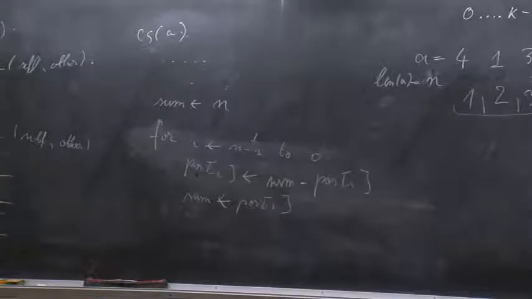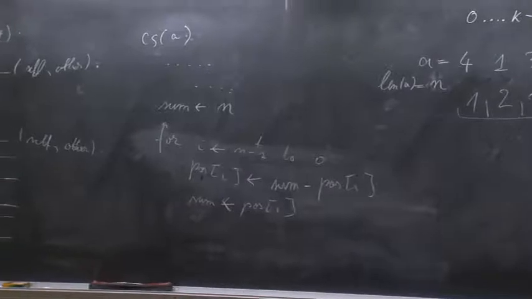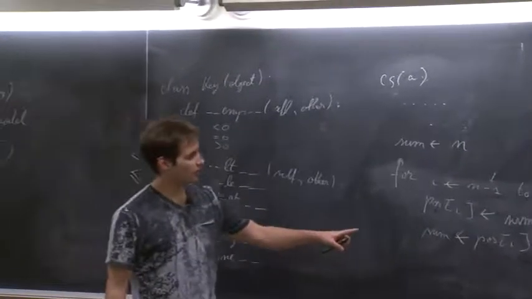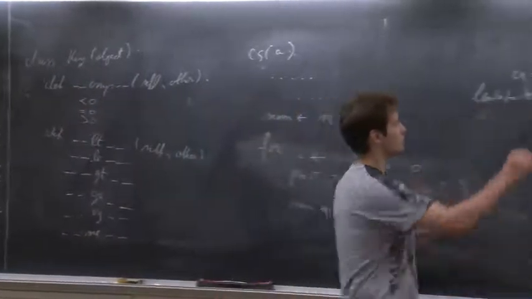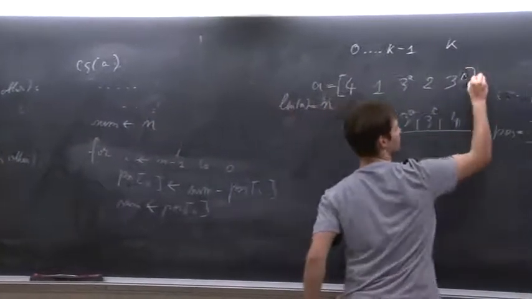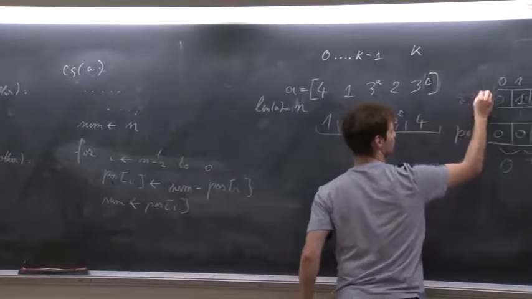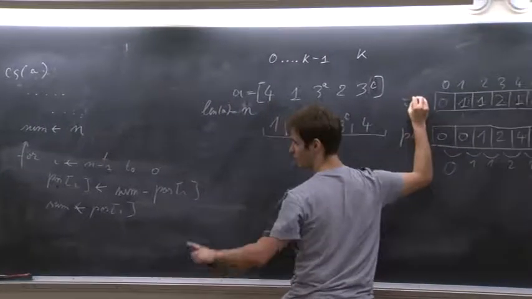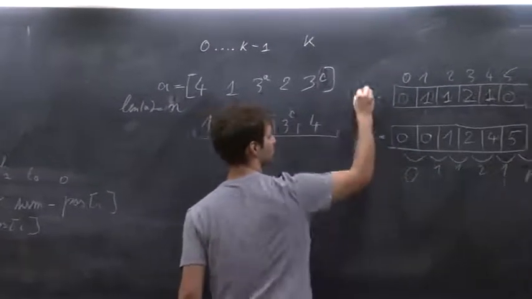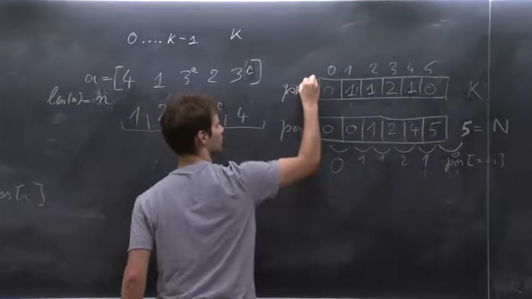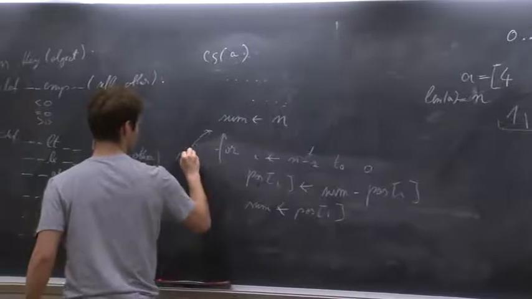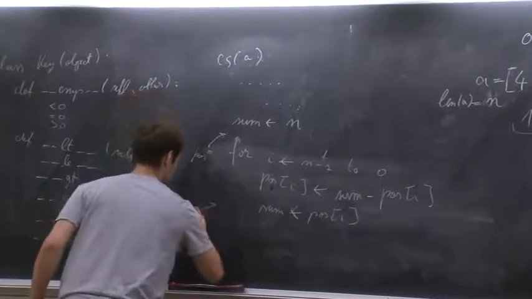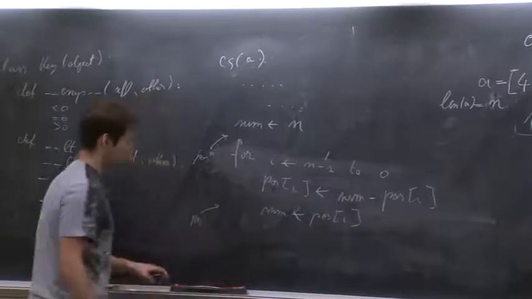Do people get it? You're subtracting pos of I, or you're subtracting A of I? It's all one array. That's right. A is the input array, and pos is this guy. This is pos before the for loop, and this is pos after the for loop. So I guess this is pos 0, and this is pos 1. Here we start with pos 0, and we end up with pos 1. Okay.